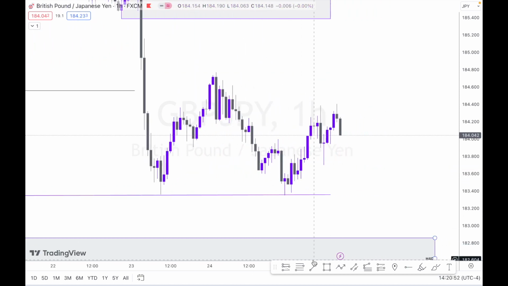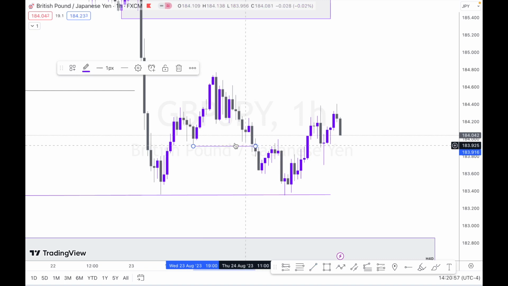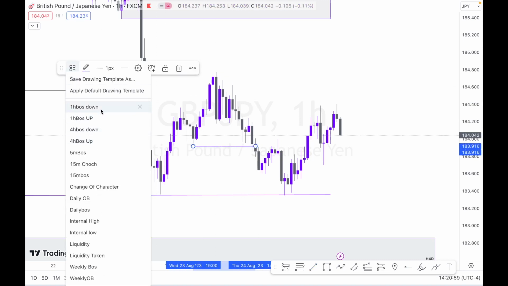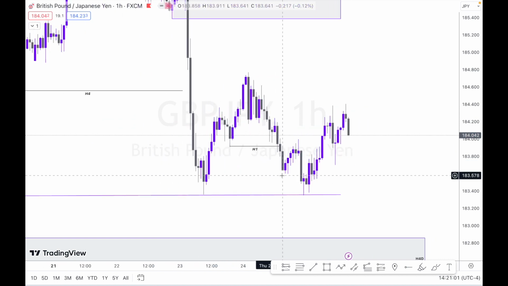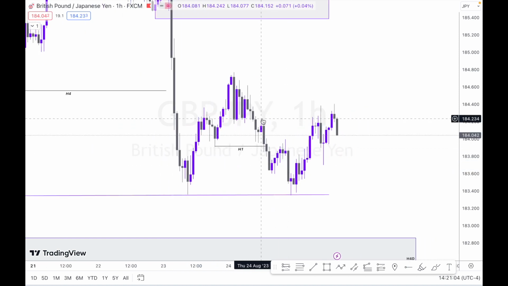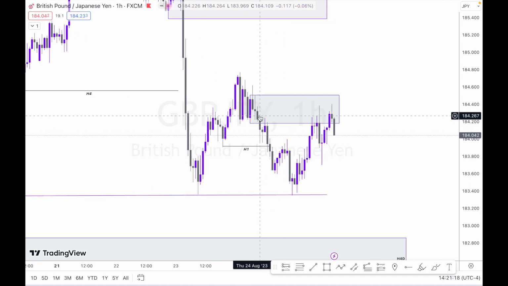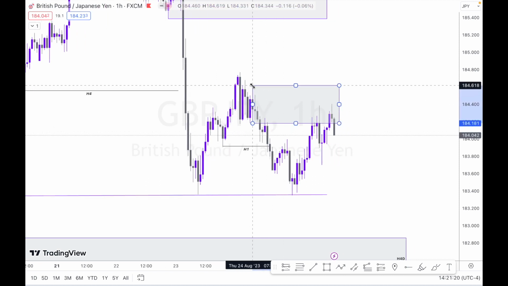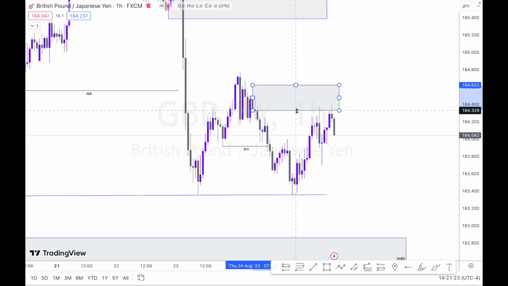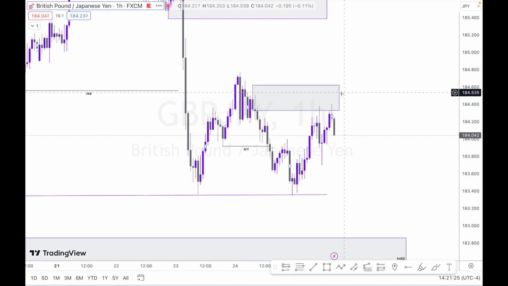So now this is the 1 hour. Now the 1 hour, just the 1 hour broke structure here, right? Broke structure here. Now this is liquidity. This is liquidity, right? So now this zone right here, this zone, this is kind of big. I'm gonna use this right here. I'm gonna use this zone right here as my 1 hour supply zone.